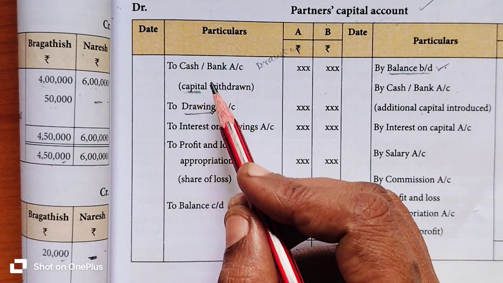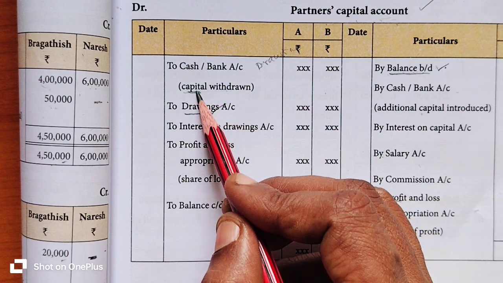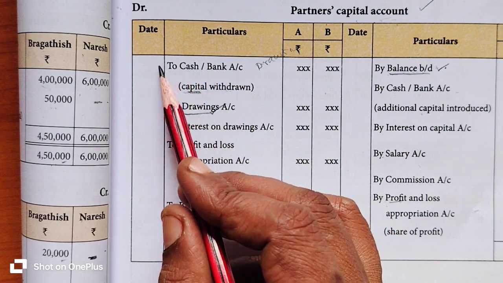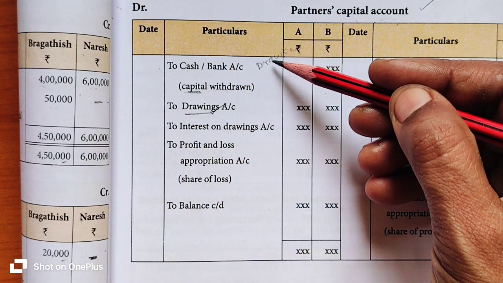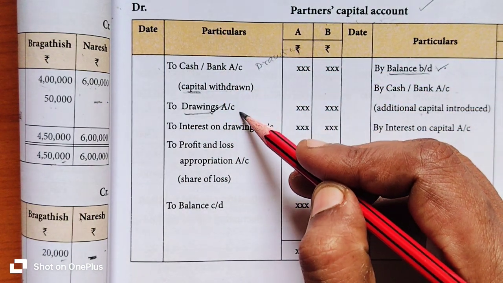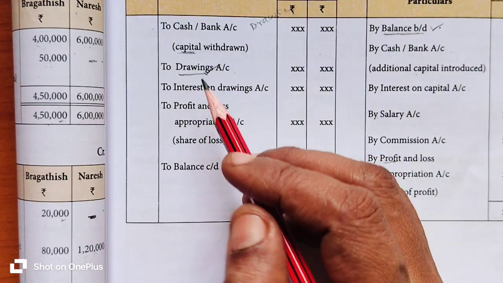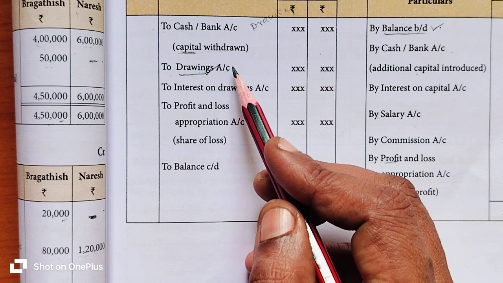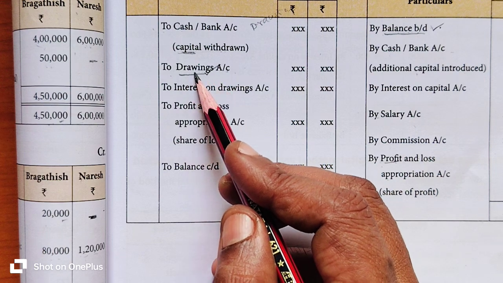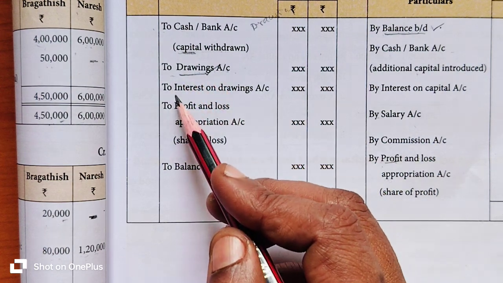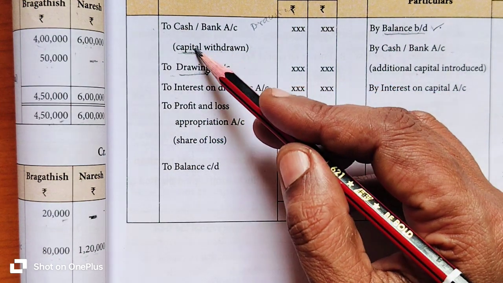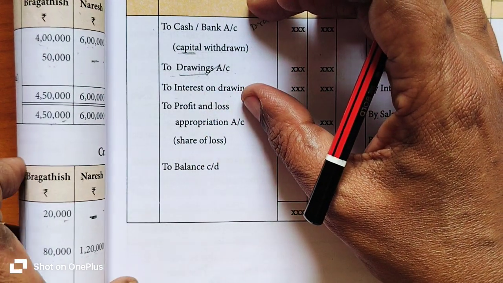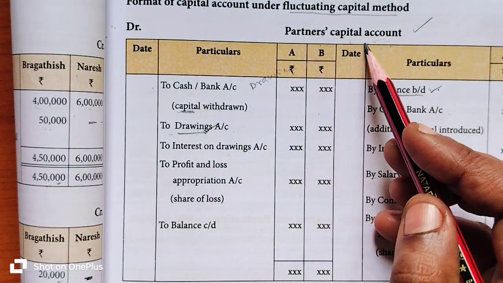But here, if the partners withdraw capital, you have to write to cash account or to bank account on the debit side. Are you clear? What is the difference between withdrawn capital and withdrawn cash by the partners? To drawings account means cash taken from the business for partners' personal use. Then drawings account, interest on drawings account. So withdrawn capital, withdrawn cash, and interest on drawings, all the drawings we have to enter on the debit side of the fluctuating capital.